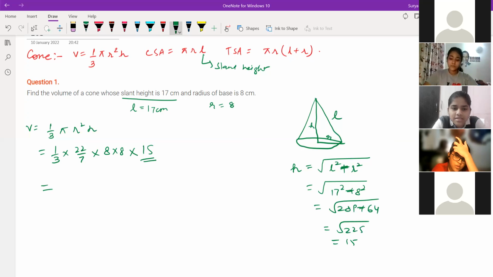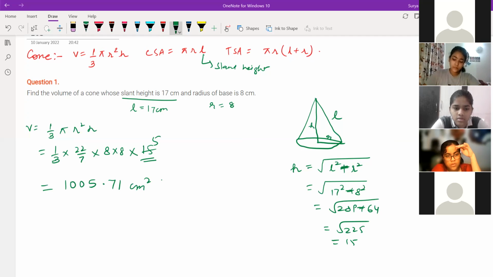So on solving this, what are you getting? 3 5s are 15. What answer are you getting? Sir, that is 105.71. 1005.71 will come, just check. Centimeter square. Yes, sir, 1005.